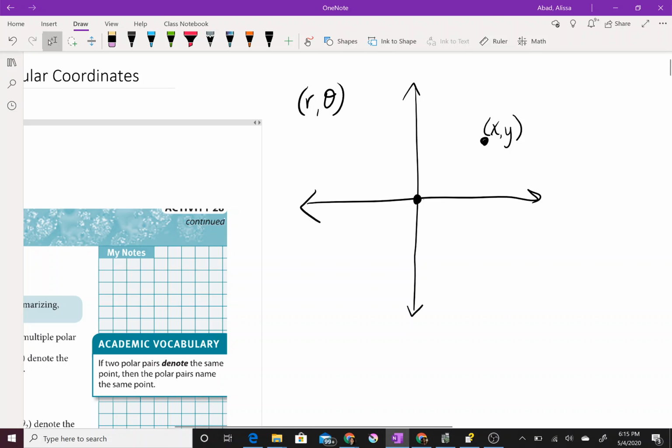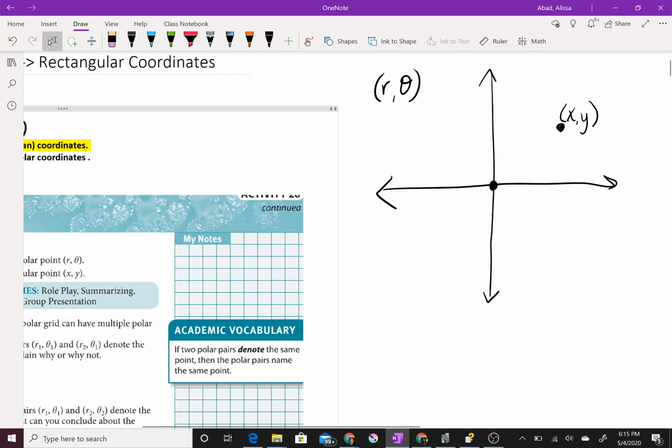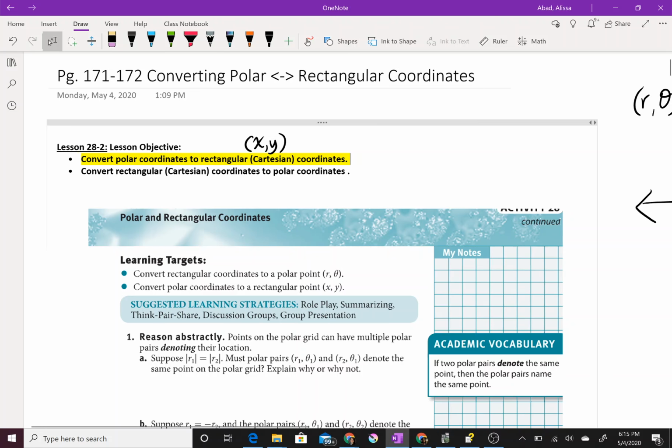So for the next couple weeks, we'll explore more with that, and then for now, we're just going to work on converting polar coordinates to rectangular coordinates.